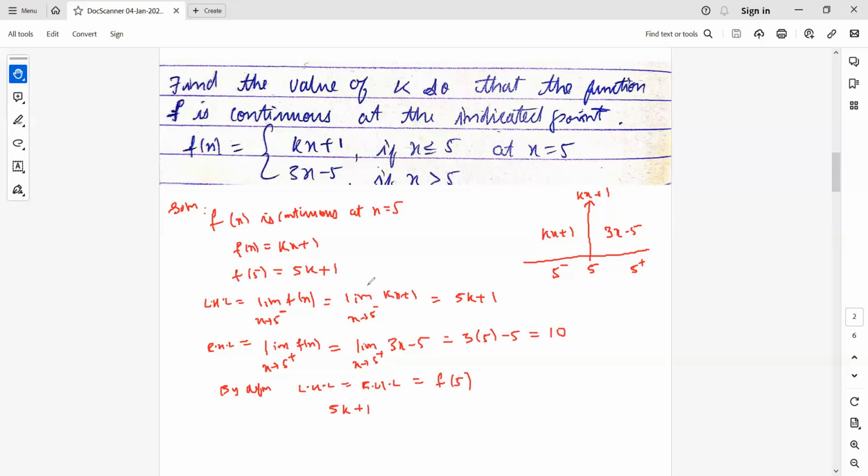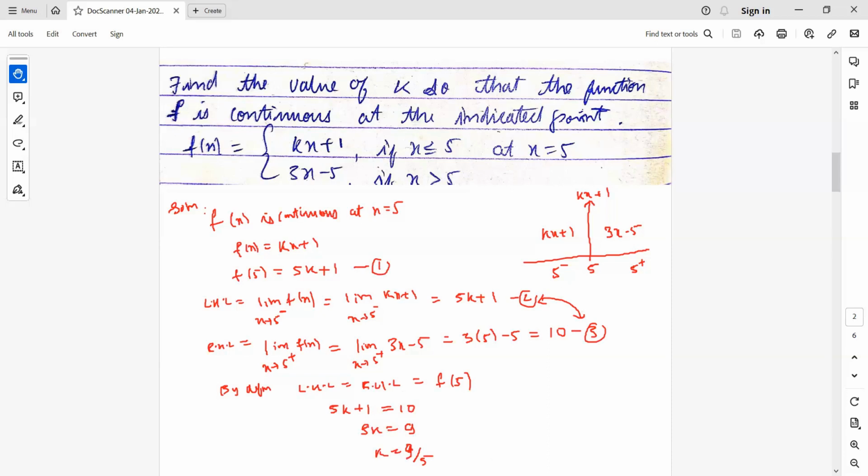Here we have 5k plus 1, and that is f of 5, value 1, 2, and then 3. Out of 1, 2 and 3, try to take the two unsimilar values: 5k plus 1 and 10. So you will get the value of the constant. 5k plus 1 is equal to 10, and 5k will be equal to 10 minus 1, which is 9, or k will be equal to 9 by 5. So the answer will be 9 by 5.